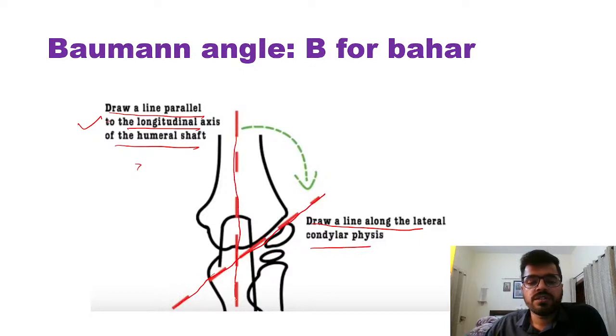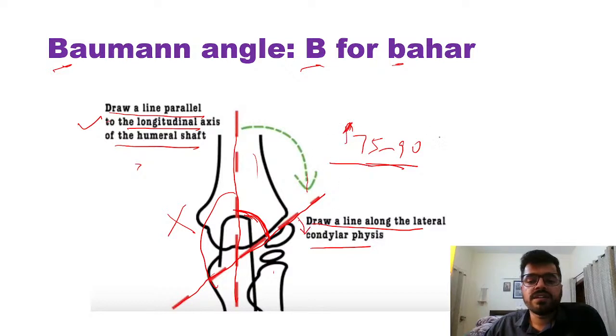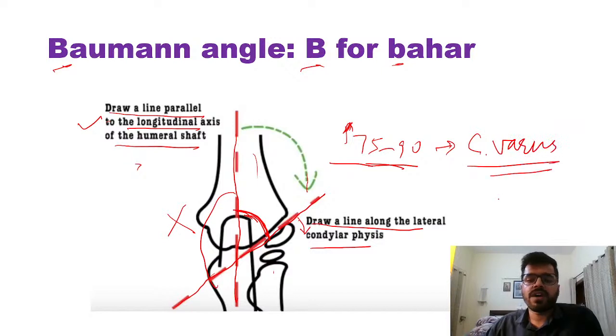So we have to take the lateral angle. We have to take this one, as I have written Bowman angle B for Bahar. Bahar wala angle lena hai, lateral wala. That is 75 to 90. We don't have to take this angle. We have to take the outer angle, which is 75 to 90. And whenever there will be varus, this will shift downwards and this angle will increase. So Bowman's angle increases in cubitus varus.